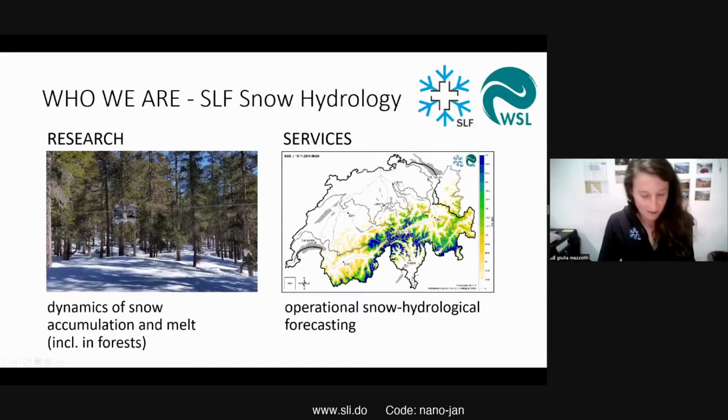Just as background, we are part of the snow hydrology group at SLF, and the group is mainly interested in snow as a part of the hydrological cycle. So we study the processes that control how the snow accumulates and how it melts. And we're interested in how these processes vary in space and time, especially also in forests, because that's where they are most complicated. Our work then directly feeds into snow models that are used by our group to do forecasts of the snow distribution and the snow melt over entire Switzerland and throughout the whole winter. This is a service that we provide to BAFU and so indirectly to the public.